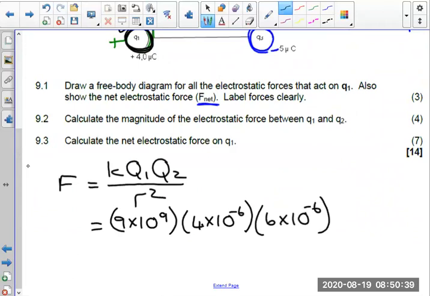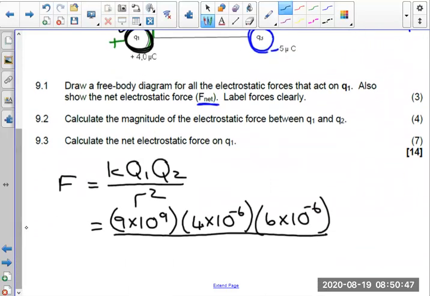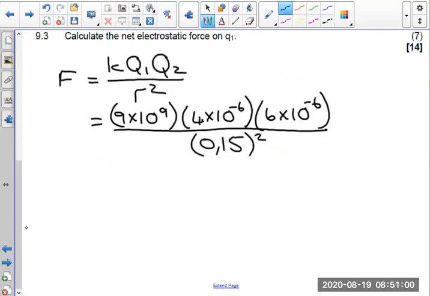And now divide by the distance, which must be in meters between the two. So the distance is 15 centimeters. And from centimeter to meter, we divide by 100. So it's going to be 0.15. And remember the square, because this is to the power of 2. When I work that out, I am going to get an answer of 9.6 newtons.